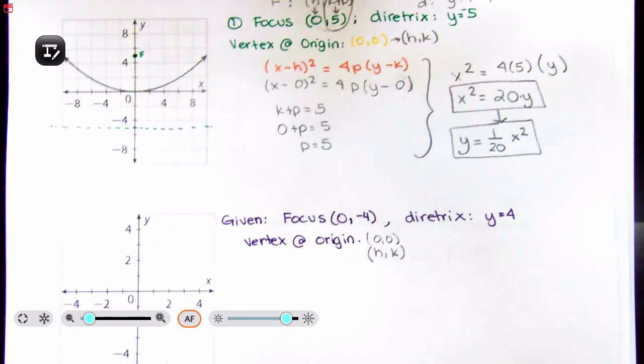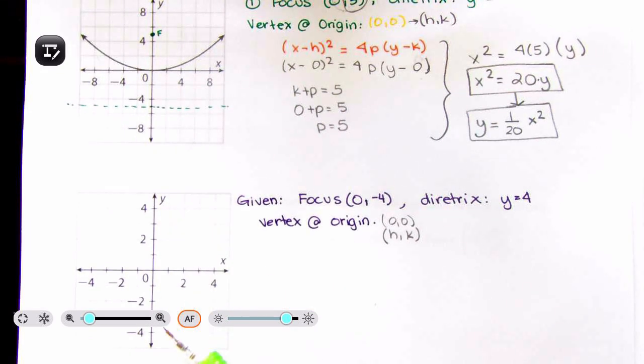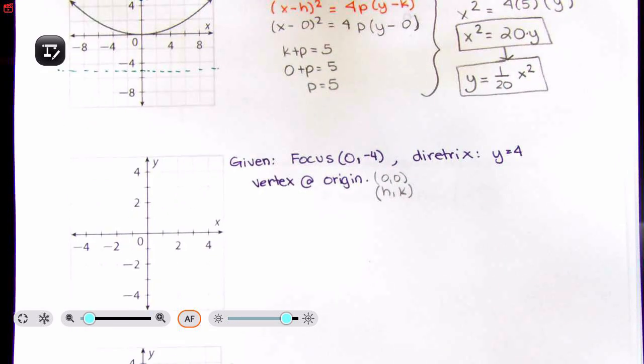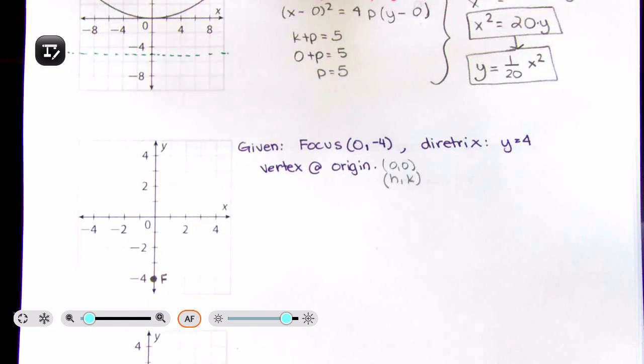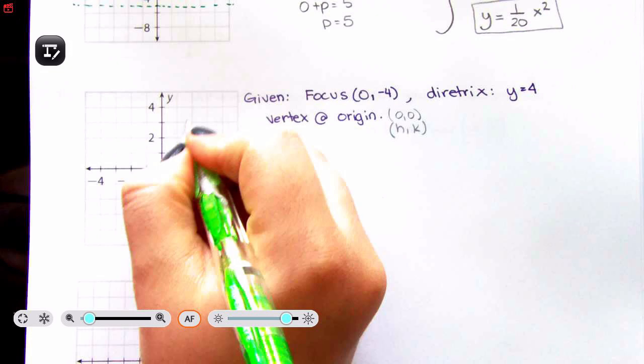But here's the difference. Here they gave us a sketch. Here they did not give us a sketch. So which equation do we use? How do we know which way it's going to open? Sketch your focus and sketch your directrix, okay? Directrix has to be outside of your curve, of your parabola, and then your focus has to be inside of your parabola. So 0, -4 is your focus. So this dot right there has to be inside of your parabola. Your directrix is y equals 4.